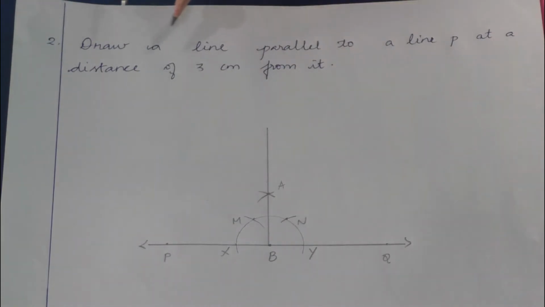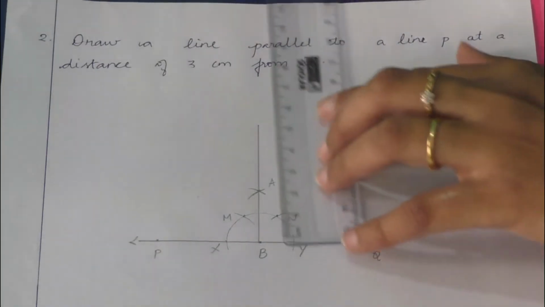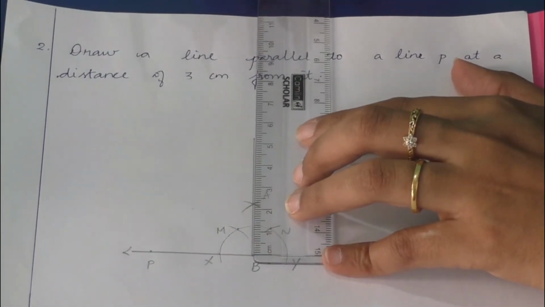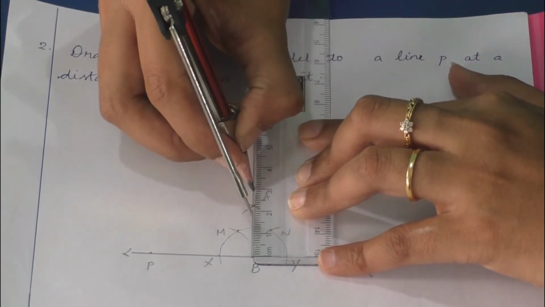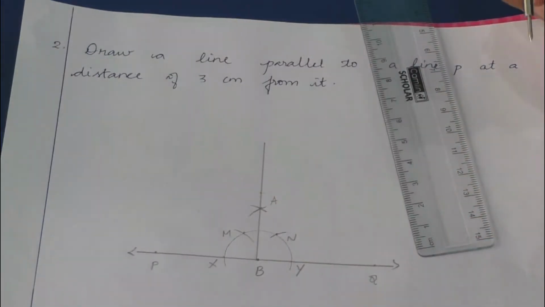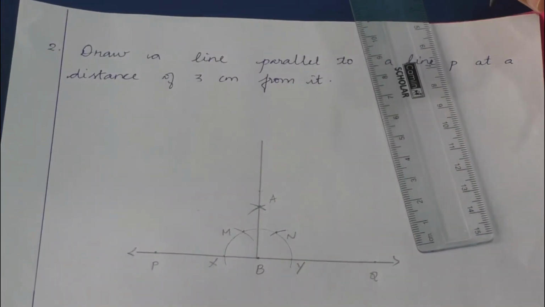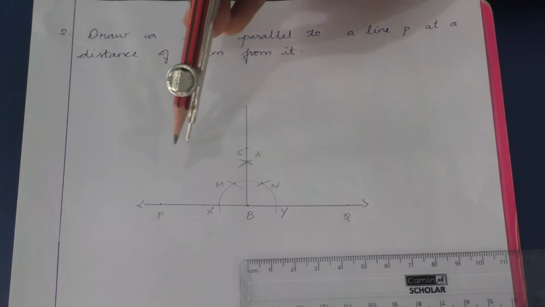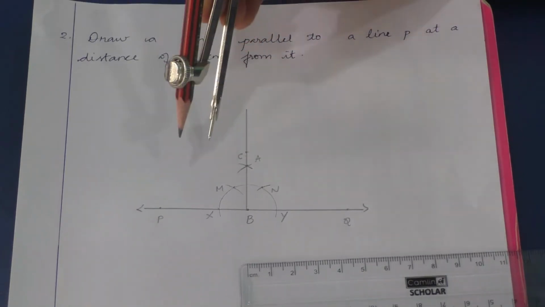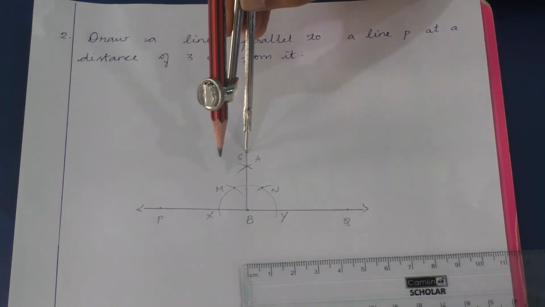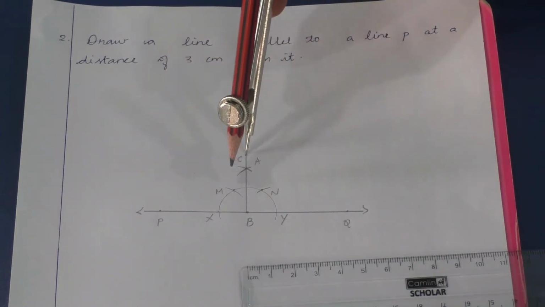So the question is to draw a parallel line at a distance of 3 cm. So measure with your scale and mark a point at 3, and you can name it as C. So we cannot directly draw a line here. In order to draw a parallel line here, we should draw a perpendicular as we did earlier.